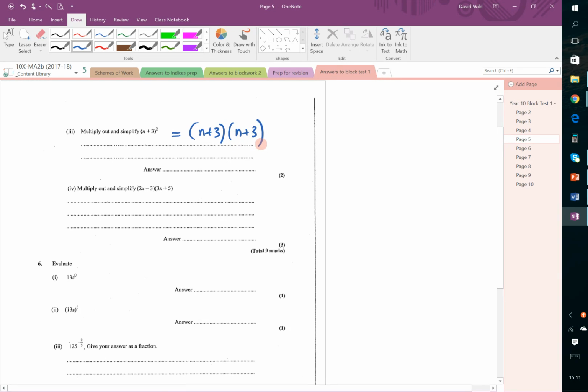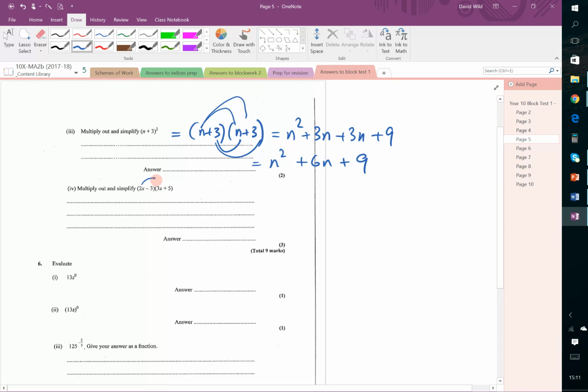If you can't remember the quick way of doing it, just multiply them out like this. It's funny how you could do the second bit, but not the first bit. N times n, n squared. N times 3, 3n. Another 3n here, and a 9 here, giving n squared plus 6n plus 9.